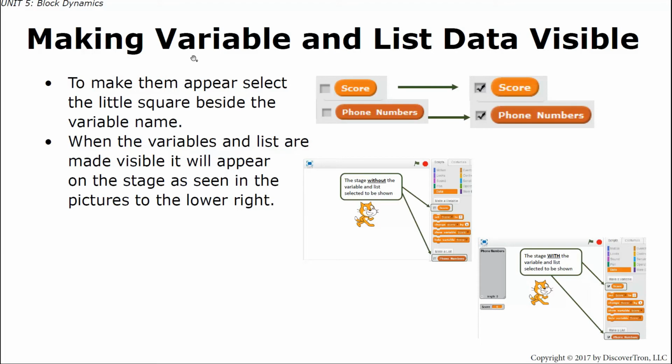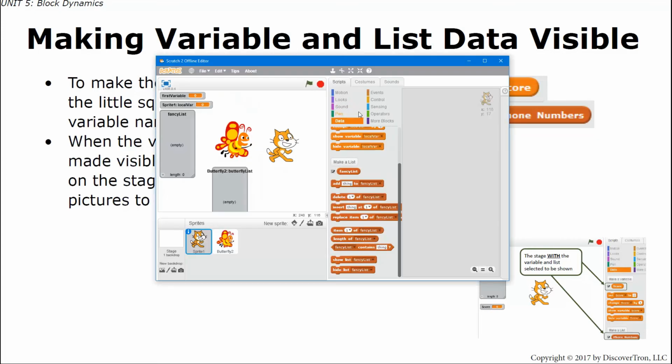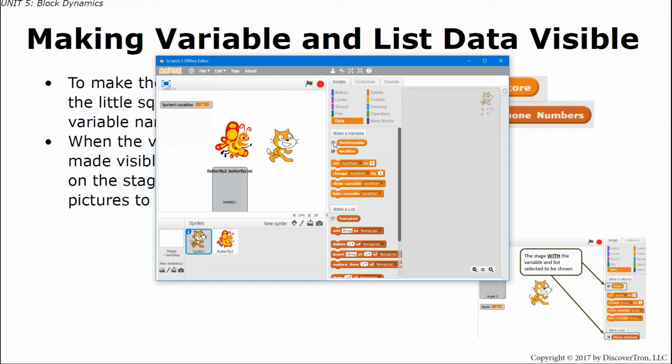I went back to the presentation for the section where we're talking about how variables and list data can be made available to be seen on the stage. You can do that by clicking on the little check boxes right beside the variable or list name inside the script section of your Scratch program. So if we come back to Scratch, you'll notice that we have this little checkbox right there. Click on that and it will make the list appear and disappear. And the same thing goes for the variables as well. So click on that, it appears and disappears.